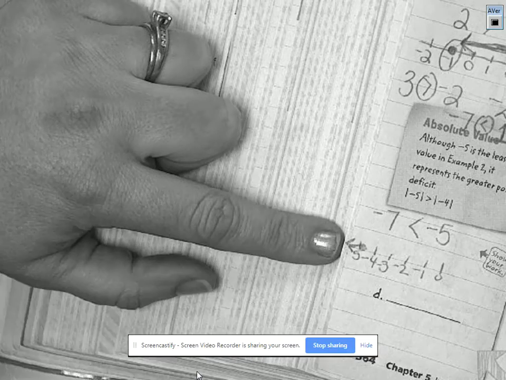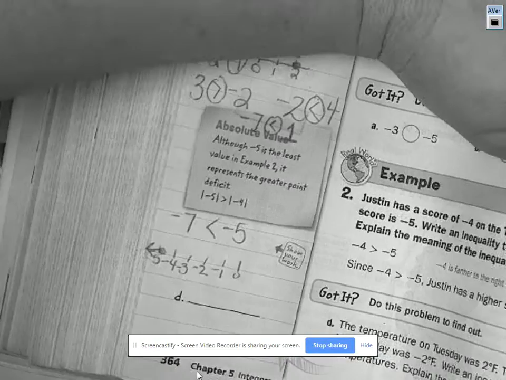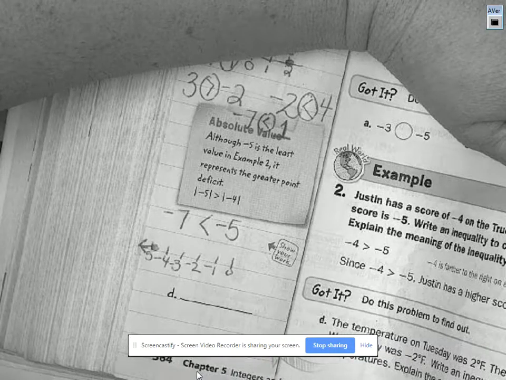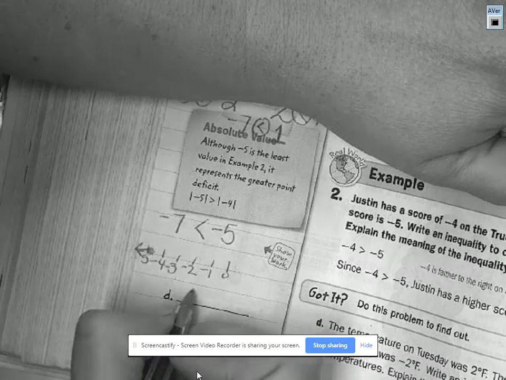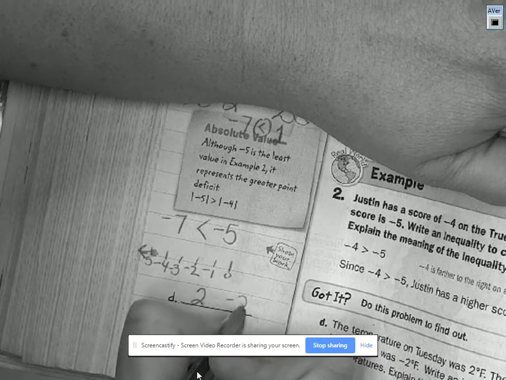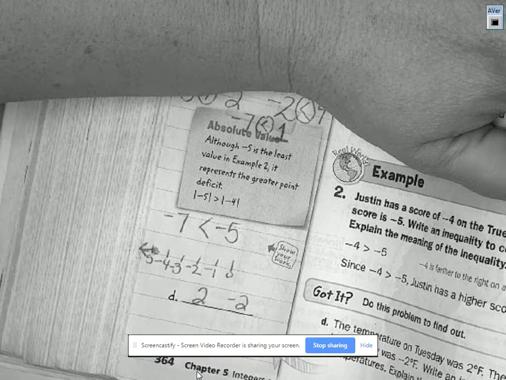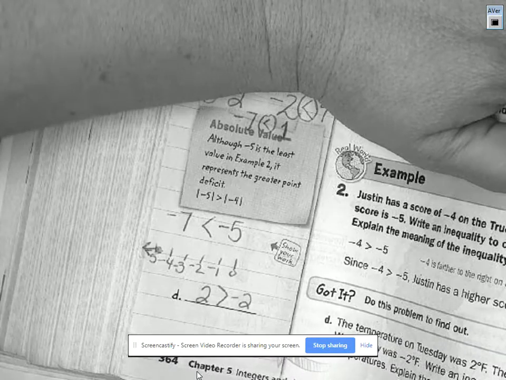Okay, so let's look at this one. The temperature on Wednesday was 2 degrees Fahrenheit. The temperature on Thursday was -2. Write an inequality to compare the temperatures. So we have 2 and -2. Go ahead and put which sign goes there. Yep, hopefully you knew that 2 is obviously greater than -2.